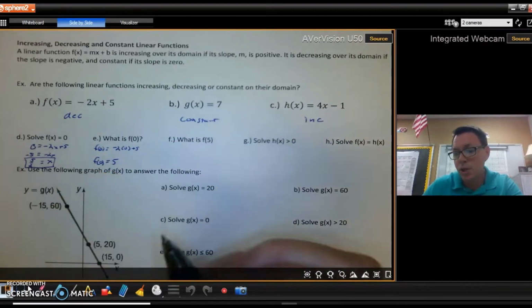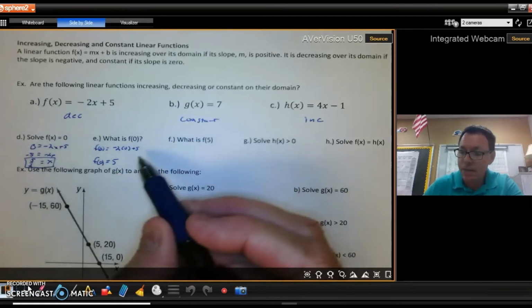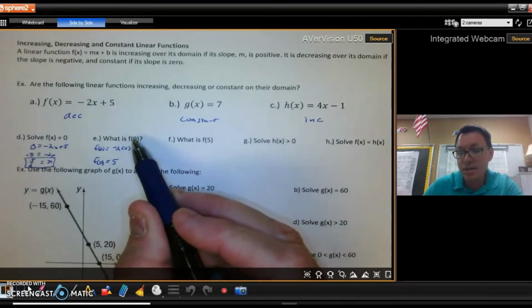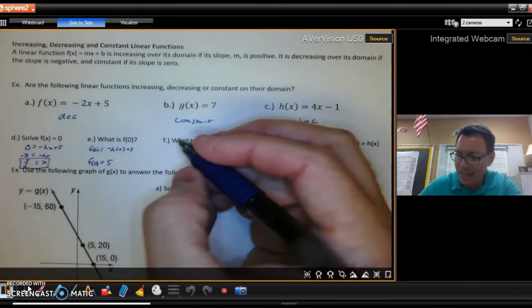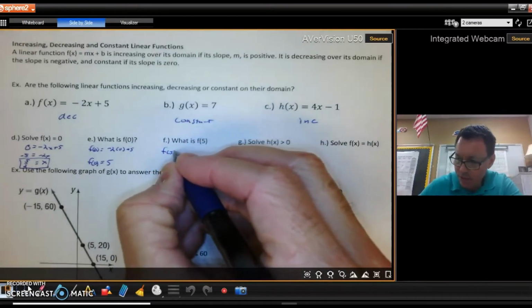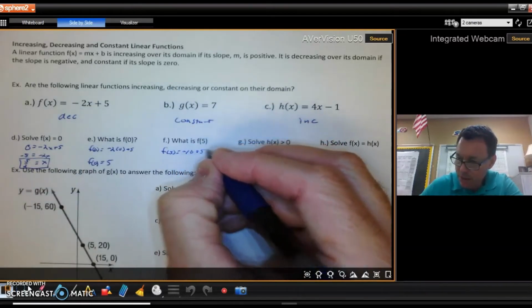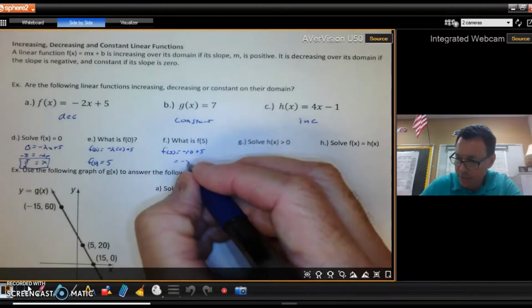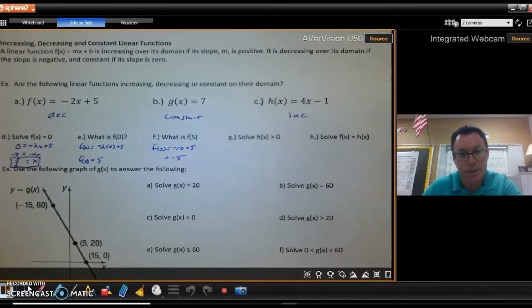So determining when the function equals 0, that's your x-intercept. And then figuring out what f of 0 is, what do you get when you plug a 0 in, that would be your y-intercept. For example A, what is f of 5? What do you get when you plug a 5 in? Well, I would get a negative 10 plus 5, so negative 5. So that's just a random point that would be on that line.